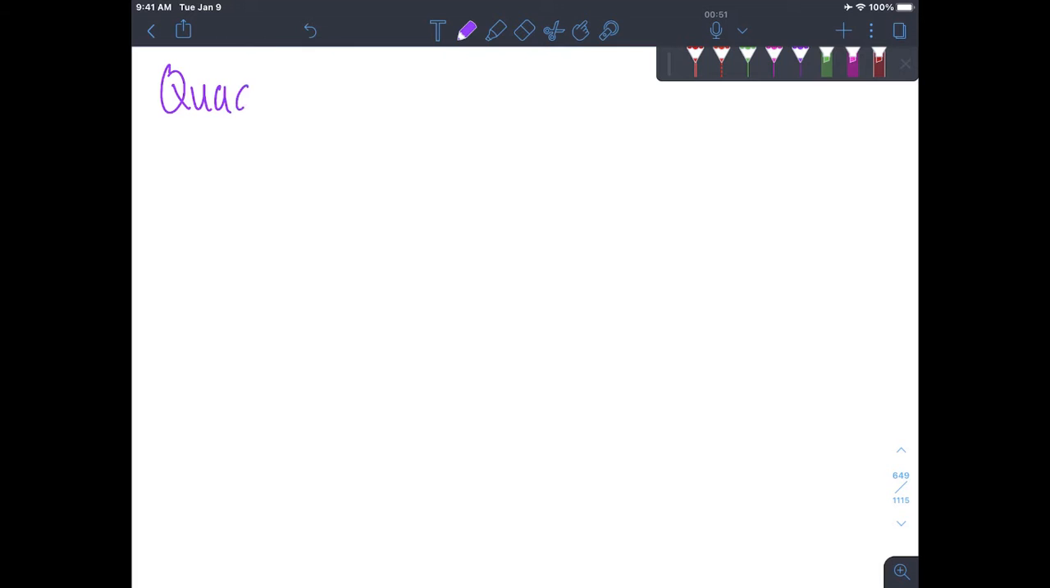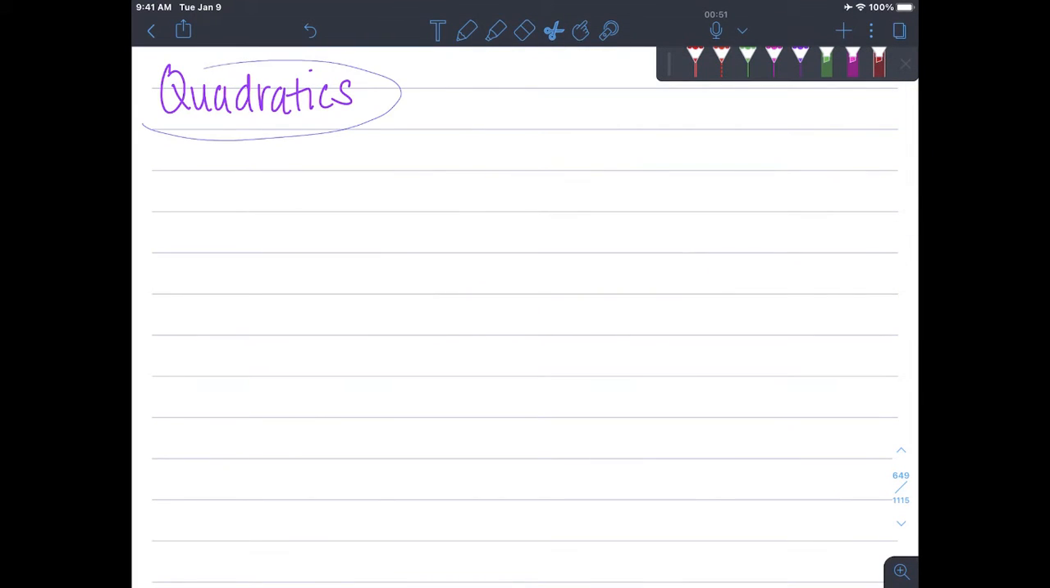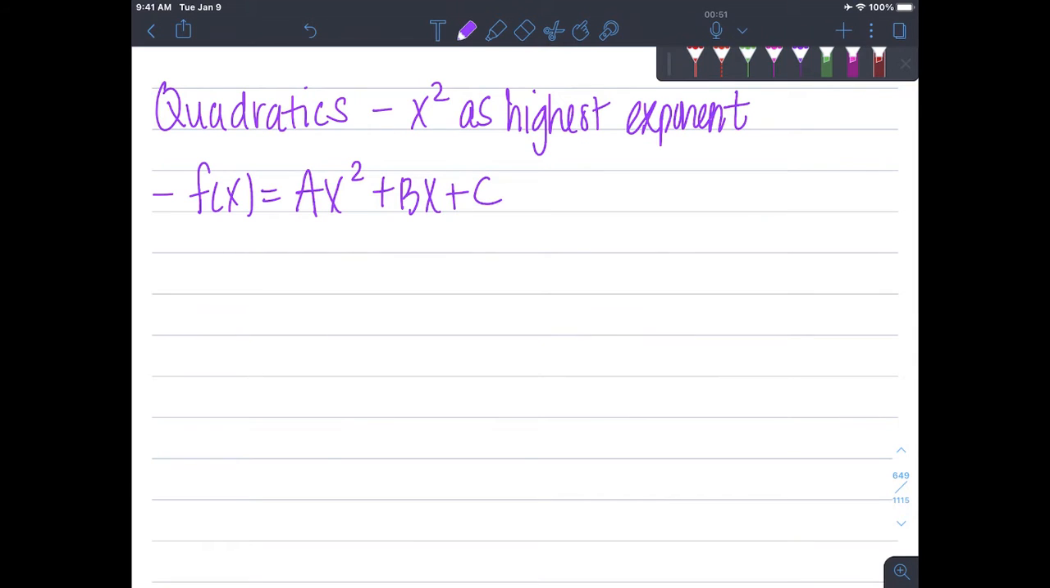So first thing, quadratics. Quadratics are going to be anything, again, that has an x squared as the highest exponent. These guys are not lines. They're written in this fashion, where my a value is never equal to 0. This is called my standard form.